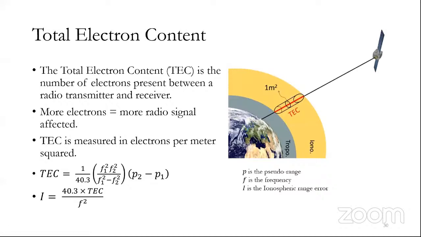And we can represent the ionospheric error component with this equation, where we have 40.3 multiplied by the total electron content, which we found in the earlier equation, divided by the frequency squared at which you want to observe the error. So if you want to observe the error at L1, you can use the frequency of L1, which is one of the frequencies at which GNSS satellites transmit.